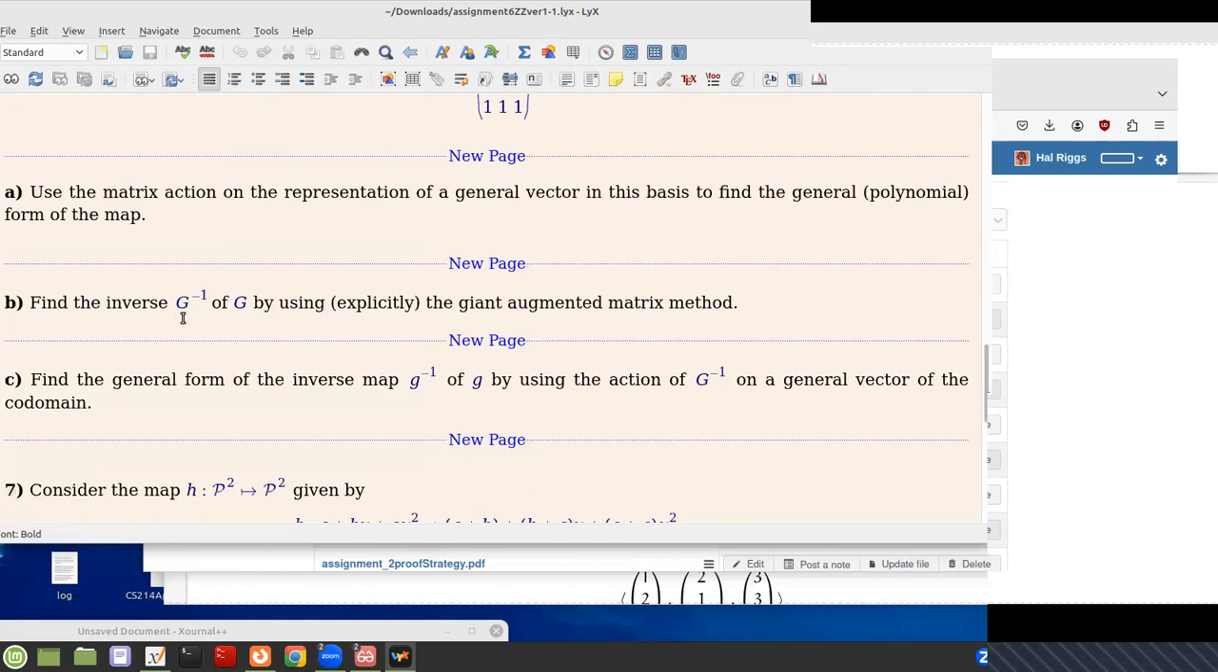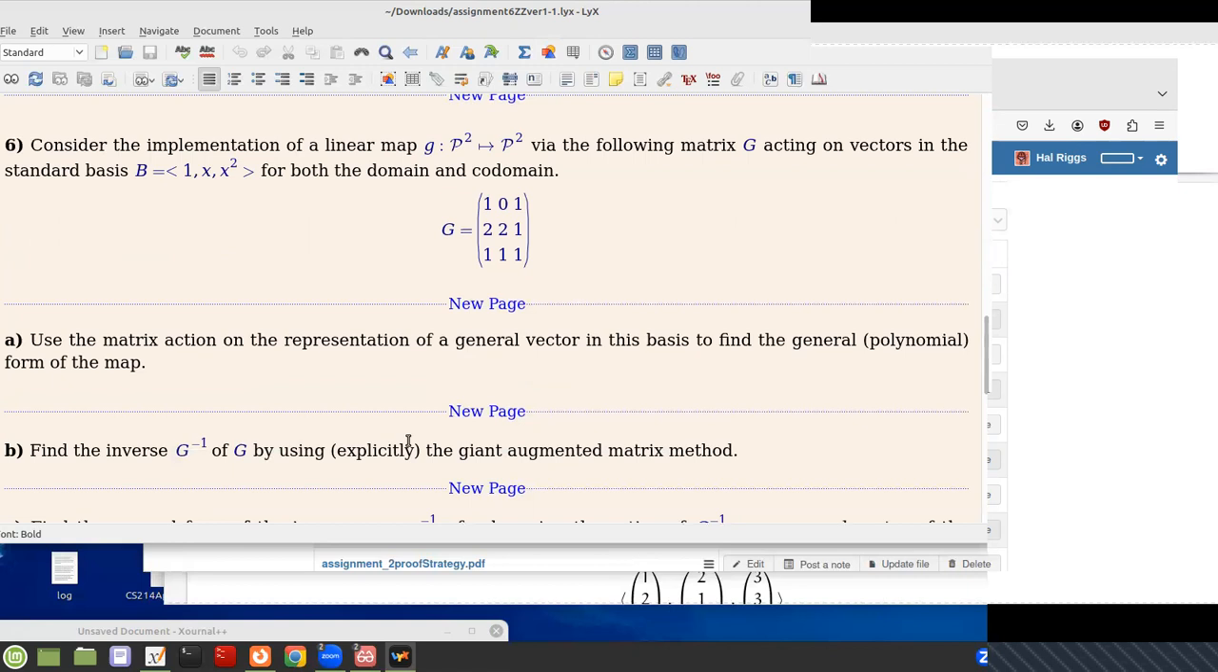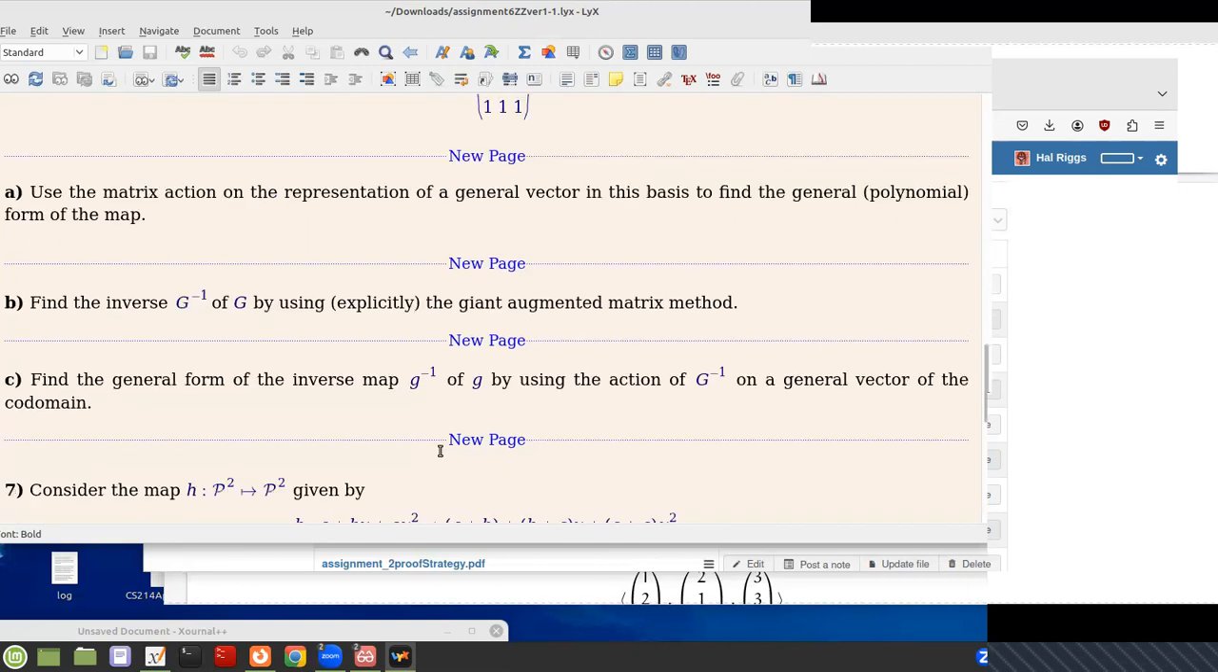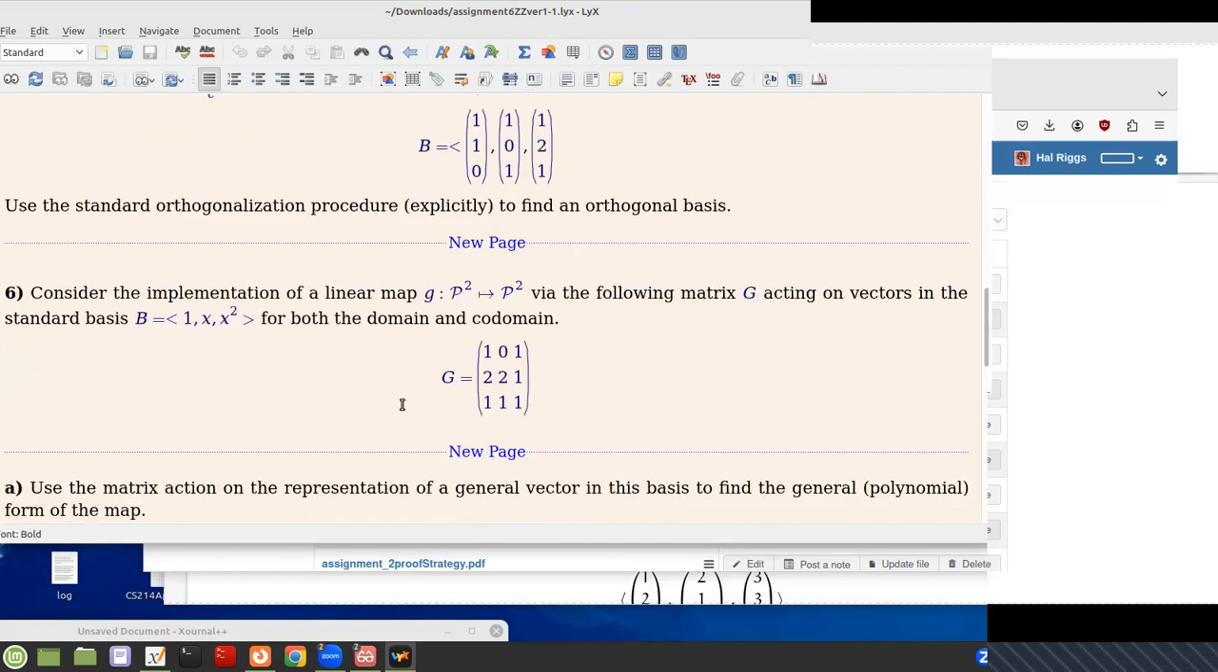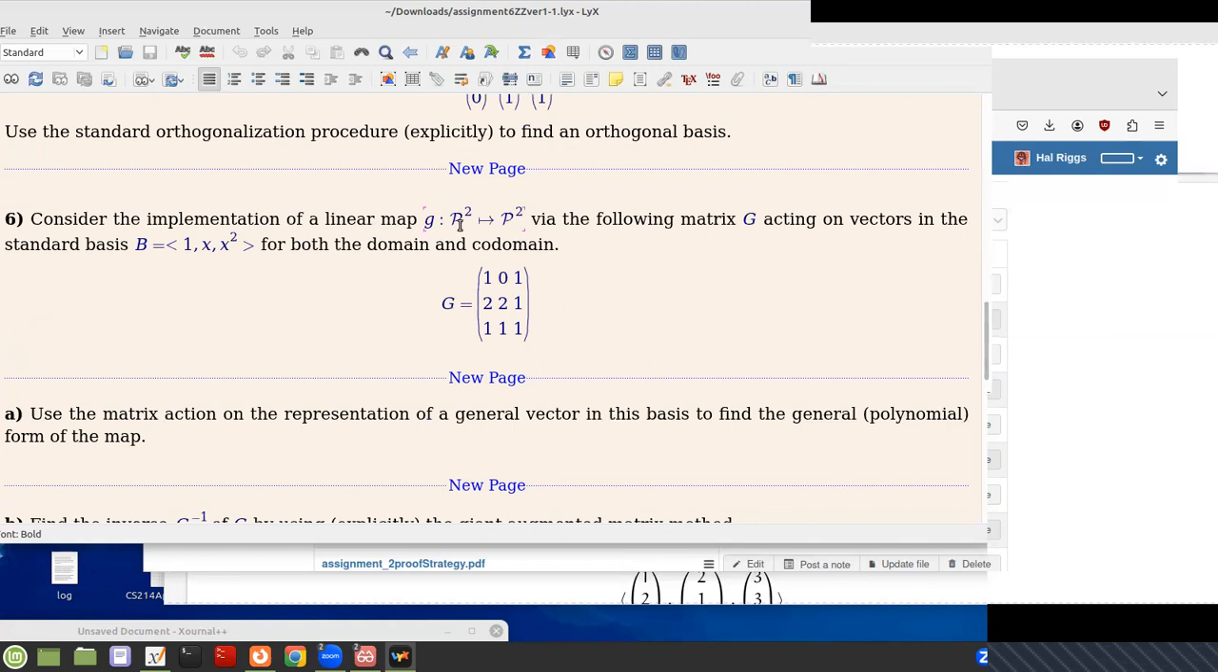Okay, B, find the inverse, G inverse of G, using explicitly the giant augmented matrix method. C, find the general form of the inverse map, G inverse to G. That's going to be polynomials to polynomials, by using the action of G inverse on a general vector of the codomain. Okay, so basically I'm asking you, given this matrix, what's the polynomial form of the map of G? And then, because it's 1-to-1 and onto, what's the inverse polynomial map? But you get it from using the matrix representations rather than messing with some algebra.